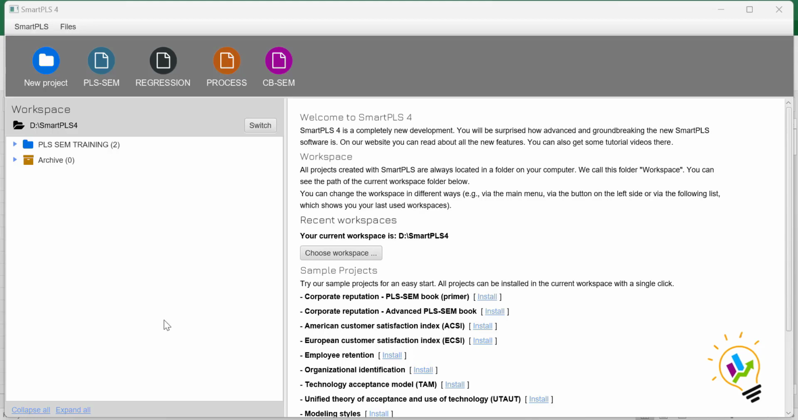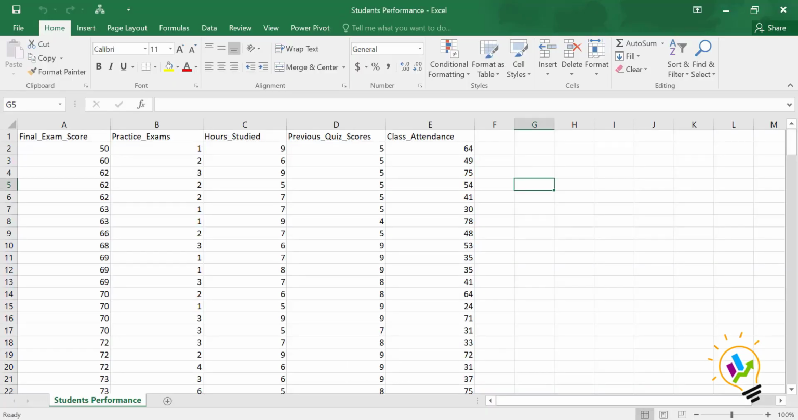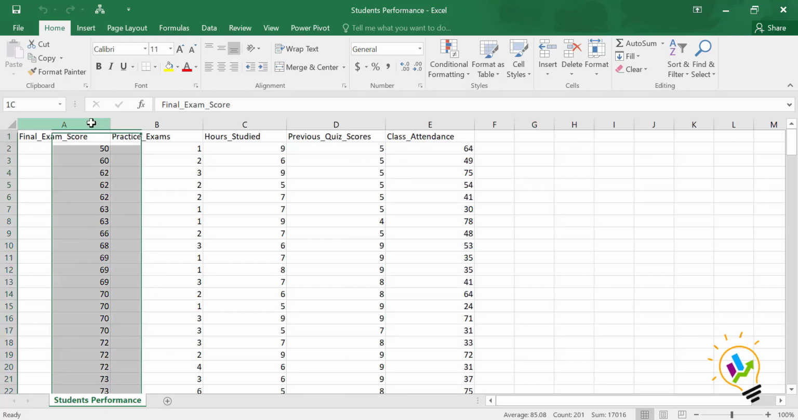For example, let us discuss this example where we have student performance. This is an Excel file. In this student performance file you can see there are totally 5 variables. The first variable is final exam score. This is the marks which the student has scored in an exam. This is a dependent variable, and this dependent variable is getting impacted by 4 independent variables.